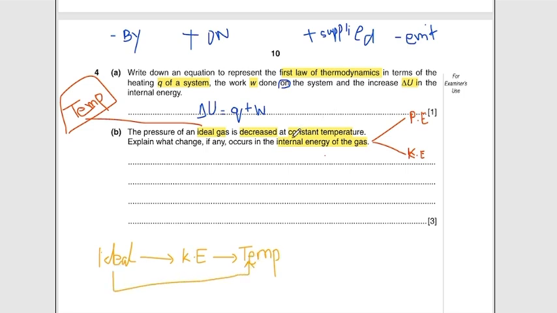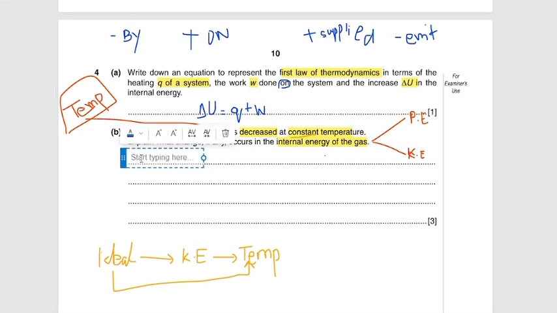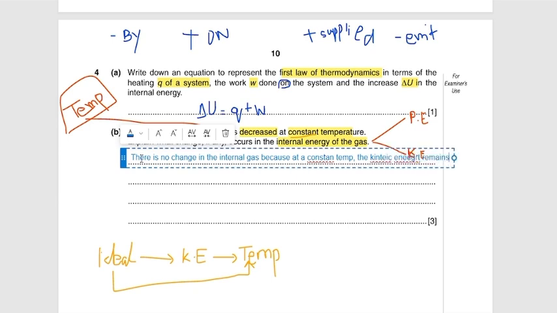So if there is constant temperature, if temperature is not even changed in the first place, we will say there is no change in the internal energy. So how do we write this? There is no change in the internal energy because at a constant temperature the kinetic energy remains constant.